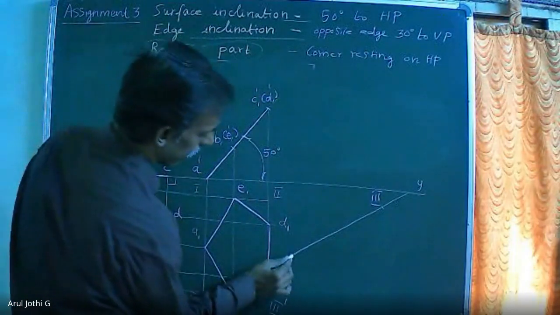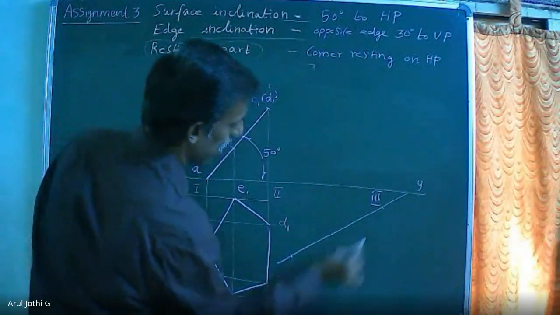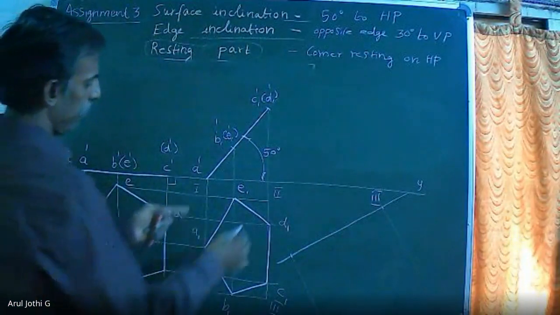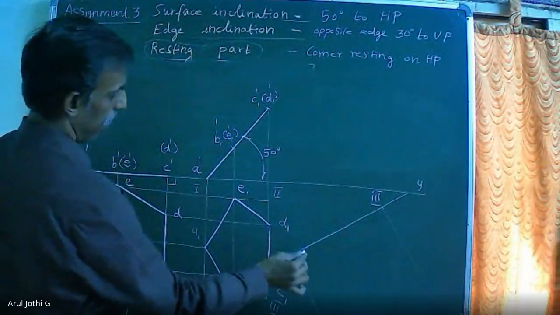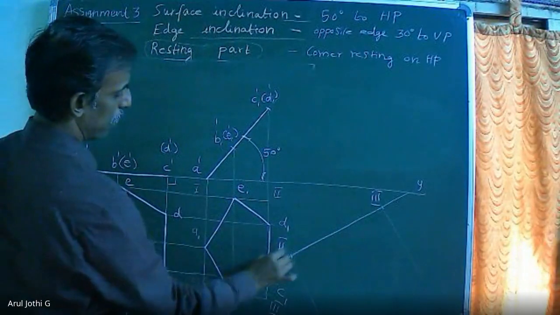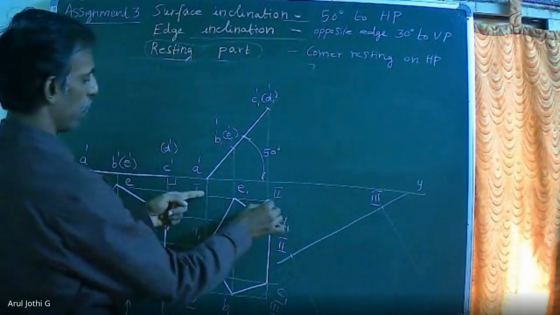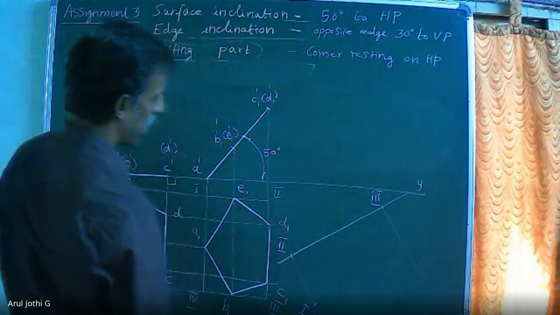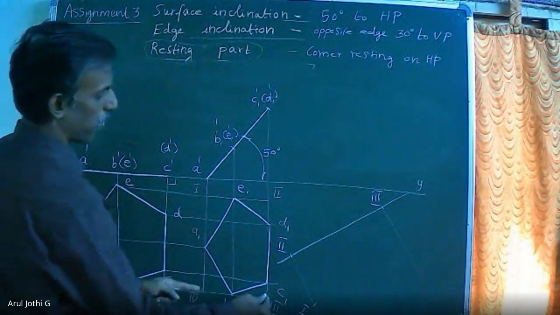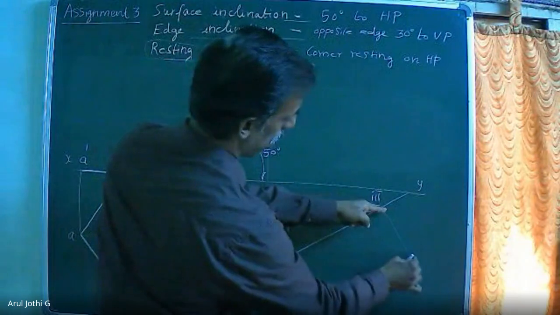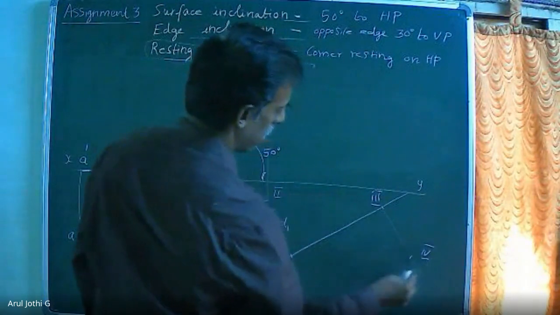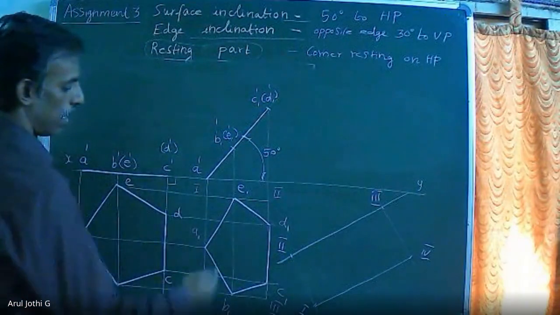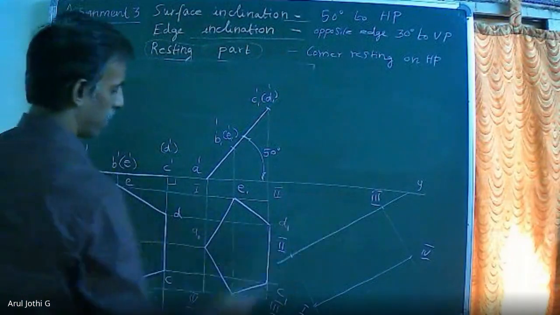Now through this, draw the perpendiculars. So this corner will be 2. Now measure 2 to 1 and transfer. Similarly, measure 3 to 4. So that you can join the rectangle. All the 5 points you are going to transfer here.